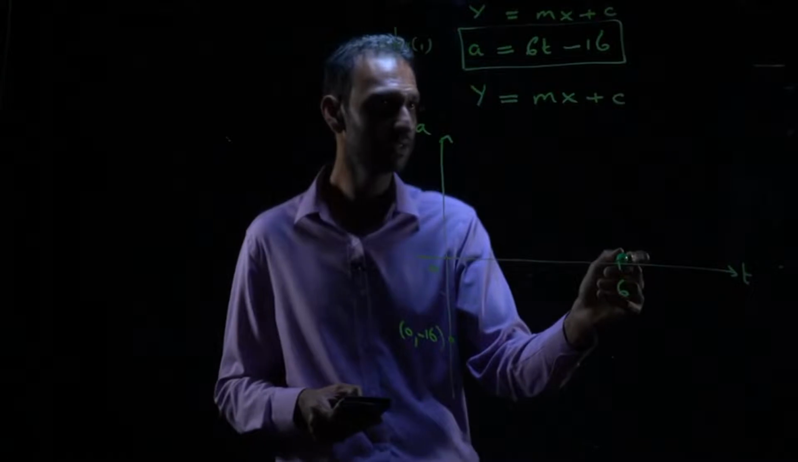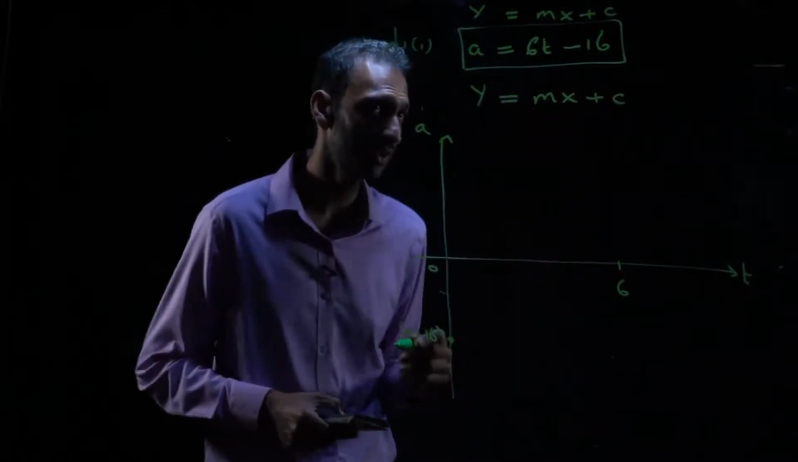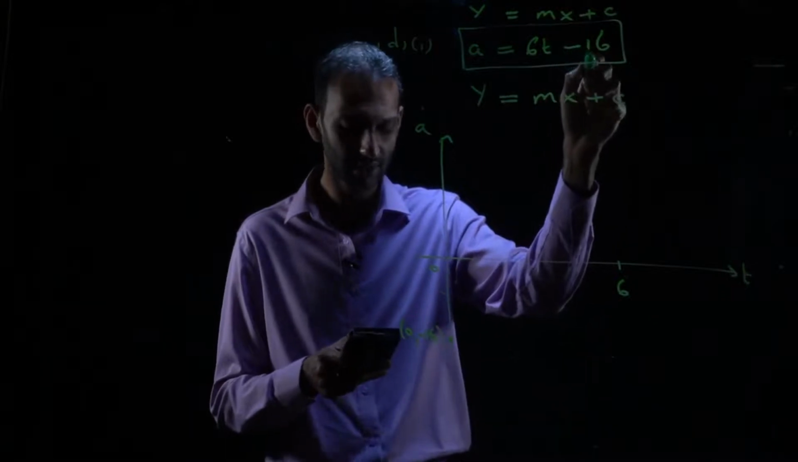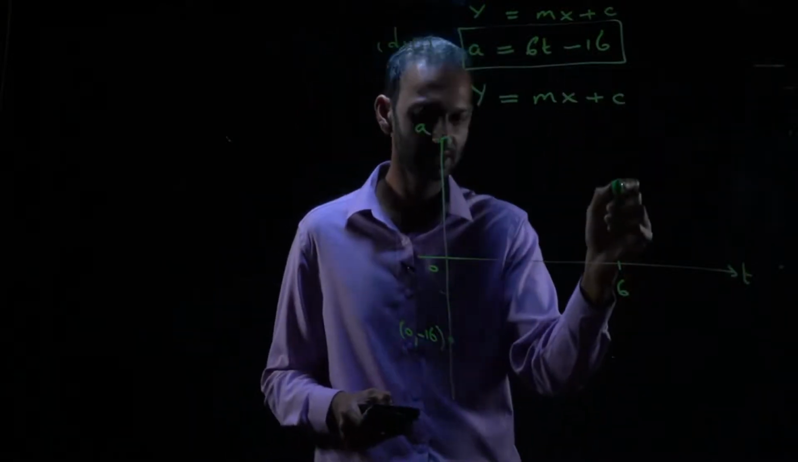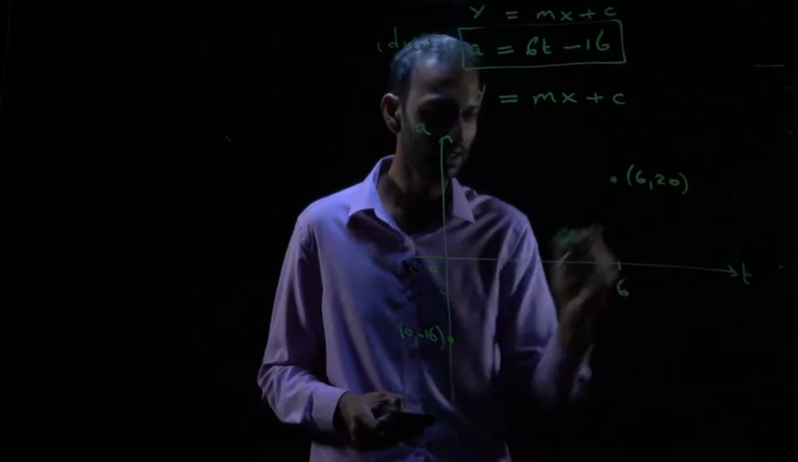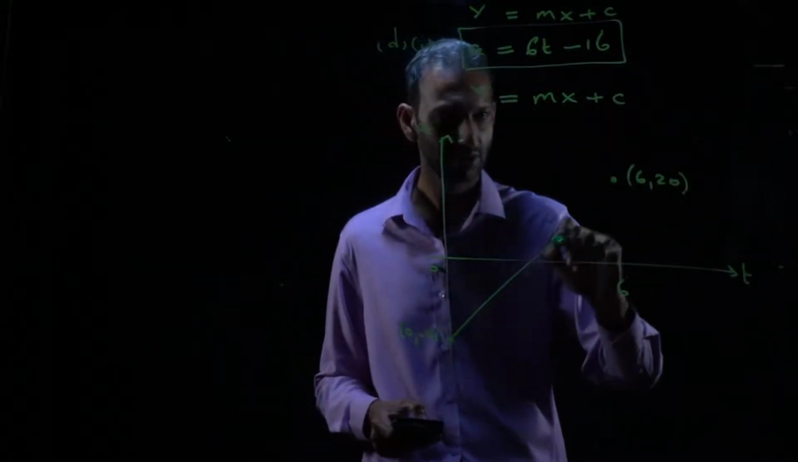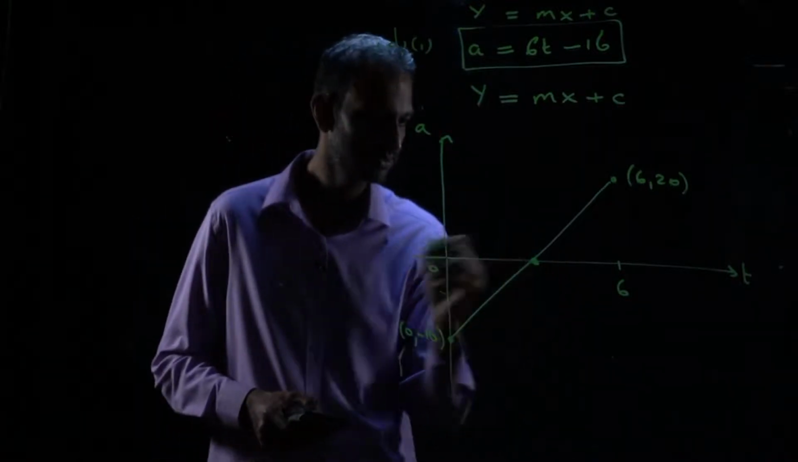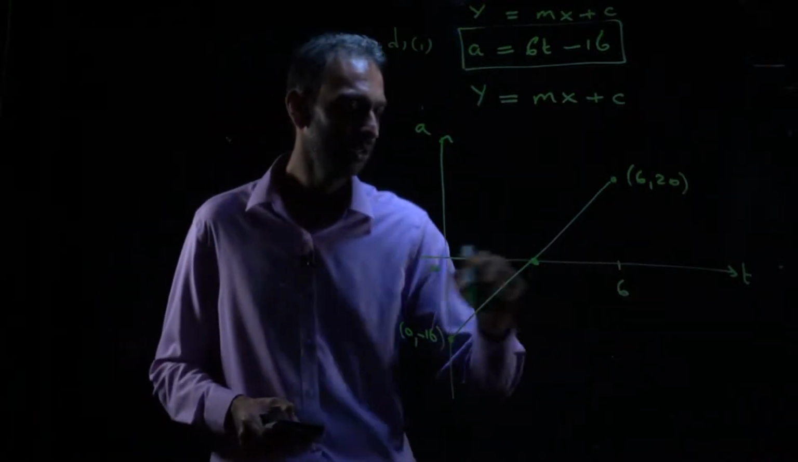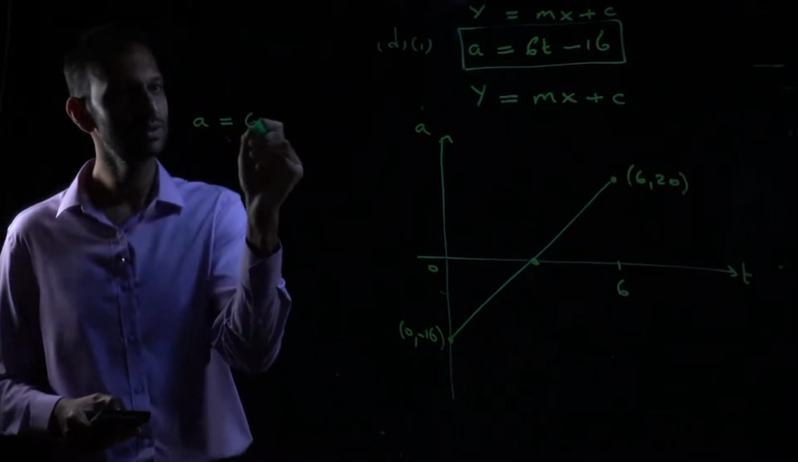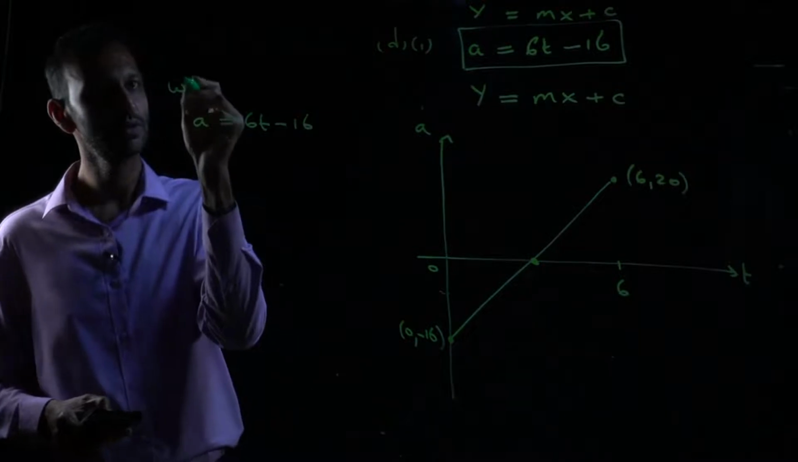When t is equal to 6, 6 times 6 is 36. 36 minus 16, I replace in the equation for acceleration. So 36 minus 16 is basically 20. So we have 6, 20 here. So if I sketch the graph, it's a linear equation. How do we get this value? On the t-axis, the acceleration is 0. So a is equal to 6t minus 16.